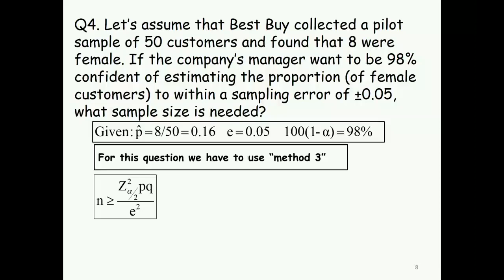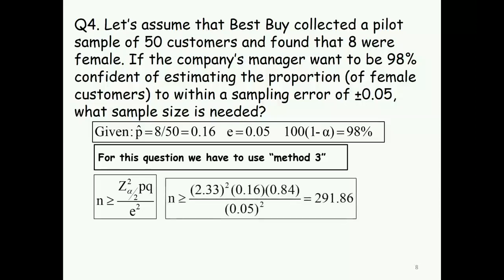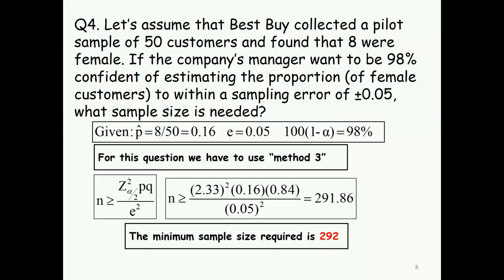Okay, so this is Z for 98% equals 2.33, p hat 0.16, your pilot, 8 out of 50, q 0.84. E is the margin of error. The sampling error is plus minus 0.05. The formula is squared. So what is the required sample size? The required sample size is equal to 292. Always an integer. Whenever you have a decimal, then take the next integer. So the required sample size is 292.